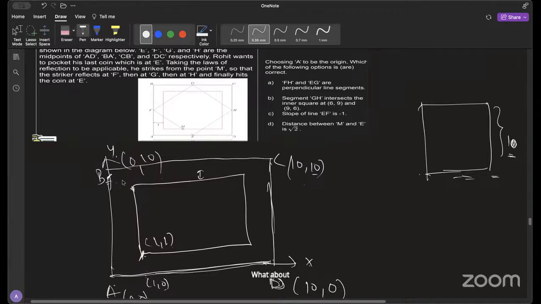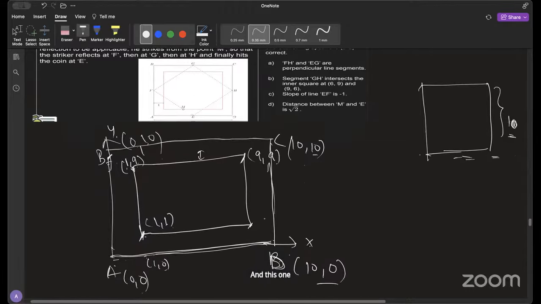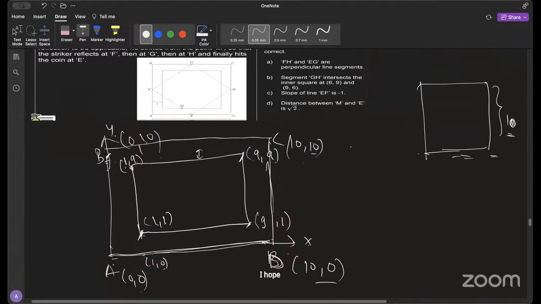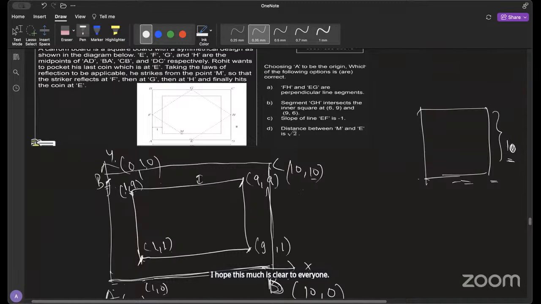What about this one? This is 1, 9. 1, 9, because for the x coordinate you'll move on this side, so you'll have 1, and then for the y coordinate you'll move this side, so from 10 you will subtract 1 and you'll get 9. What about this one? 9, 9. And this one? 9, 1. I hope this much is clear to everyone. Yes, ma'am. Okay.